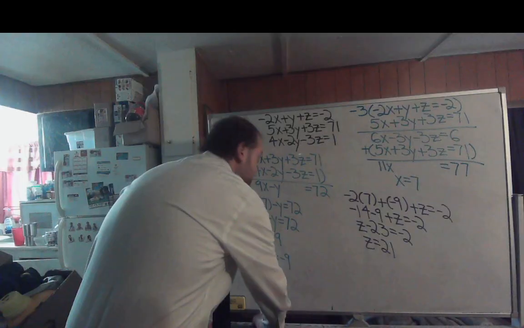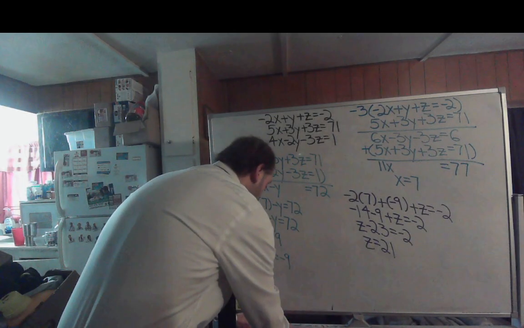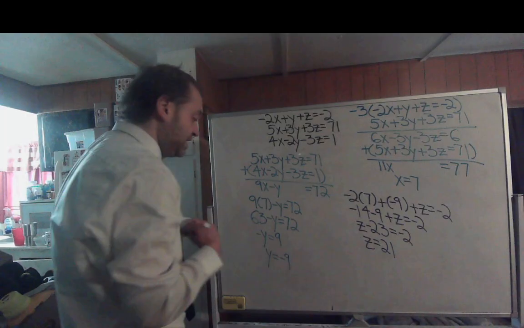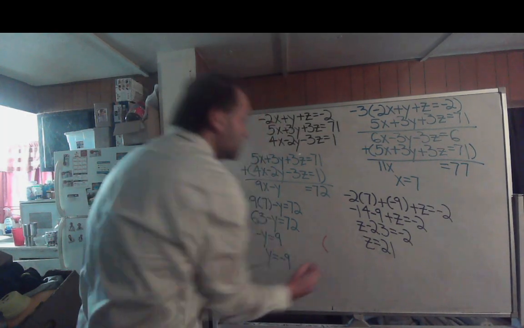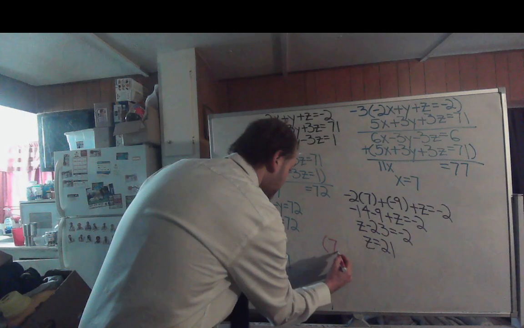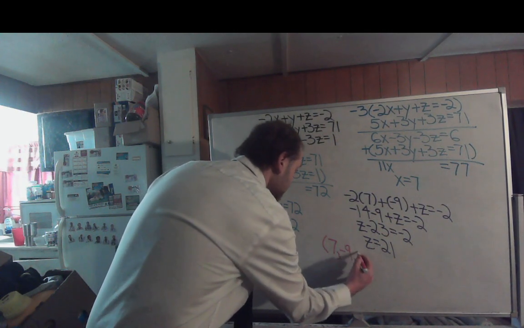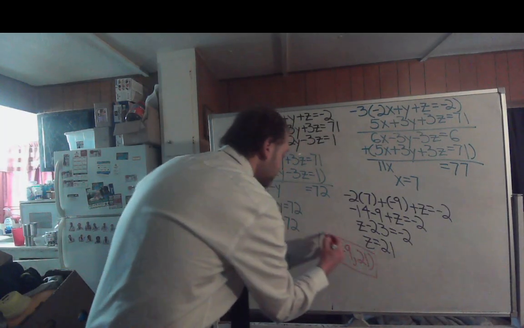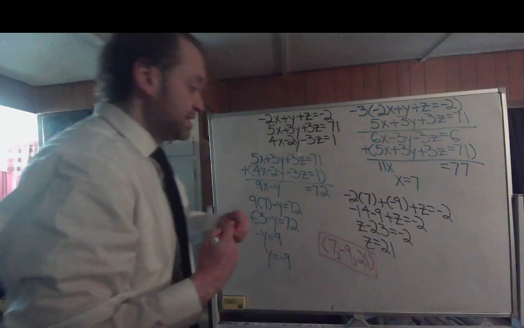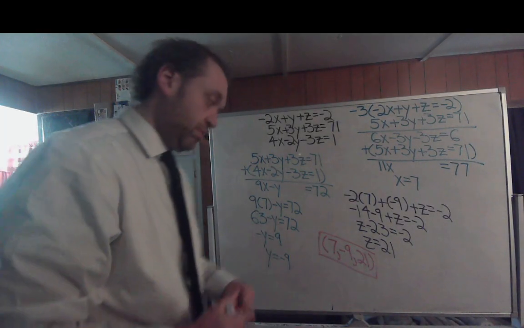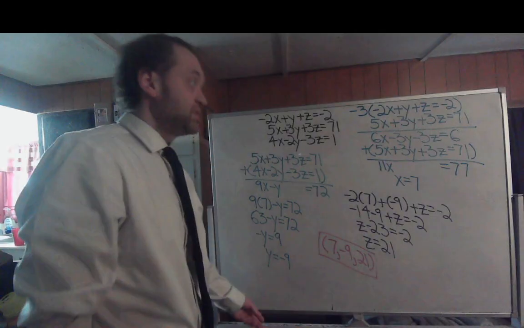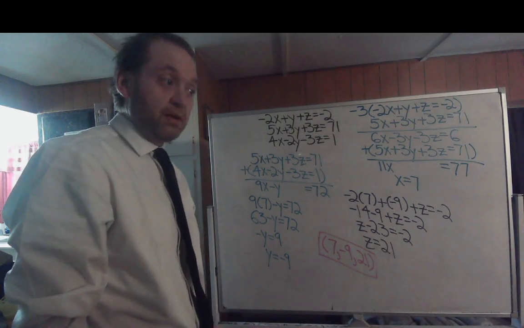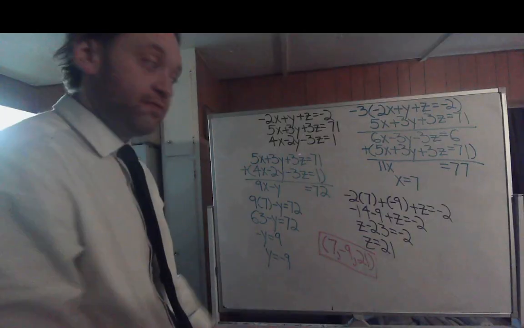So we have just found the ordered triple where these three planes intersect. So x is at 7, y is at negative 9, z is at 21. So the ordered triple where these three planes intersect will be 7, negative 9, and 21. And sometimes it is possible to eliminate two variables at once. You will sometimes have that.